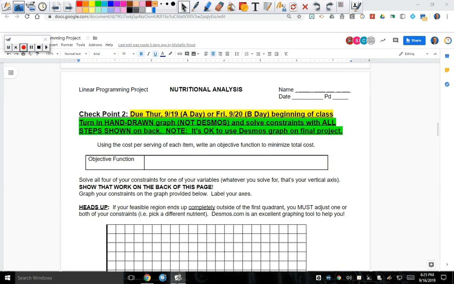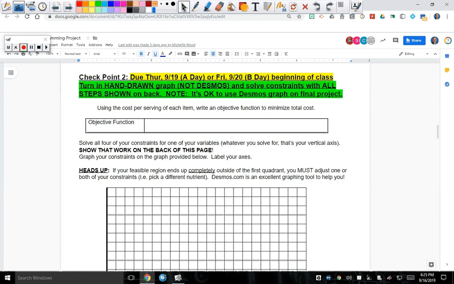Using the cost per serving of each item, write an objective function to minimize total cost. So we're trying to minimize total cost, and we have to come up with our objective function that we're working with today in class, that we're trying to maximize or minimize. Solve all 4 of your constraints for one of your variables. Whatever you solve for, that's your vertical axis, and show that work on the back of this page.